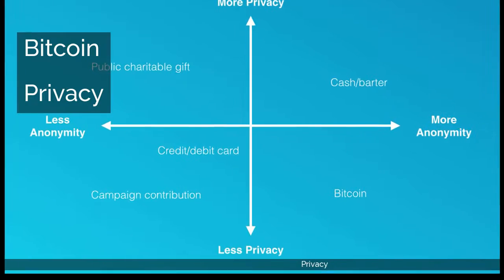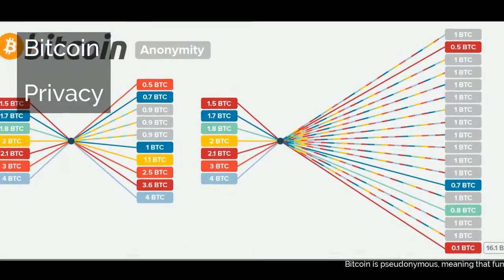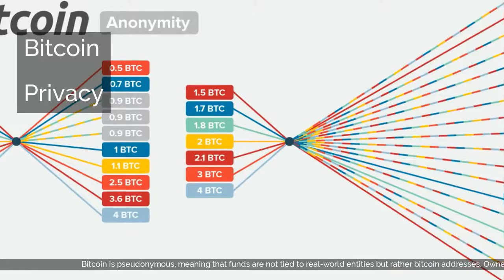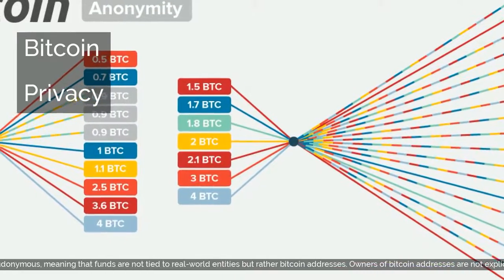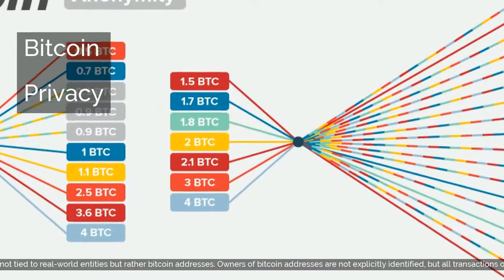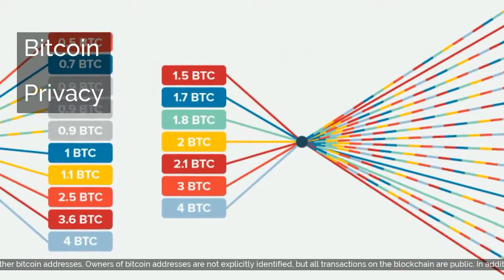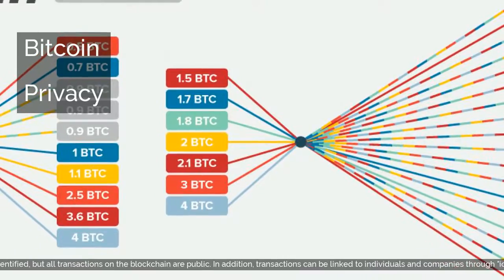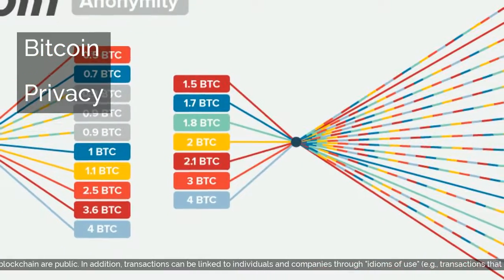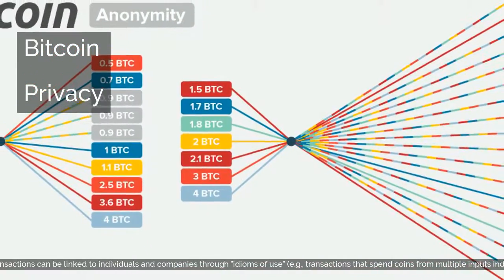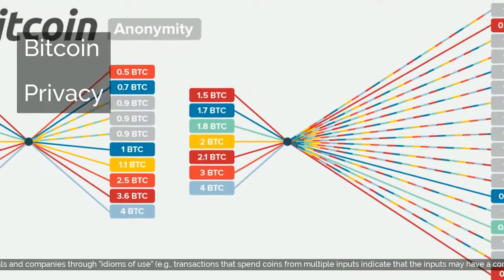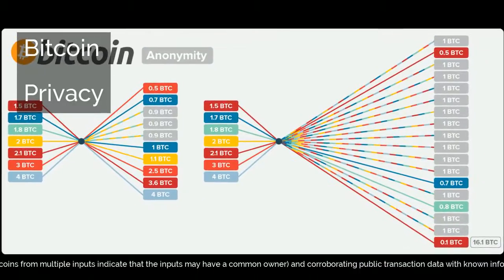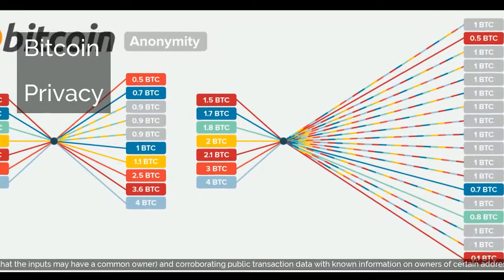Privacy. Bitcoin is pseudonymous, meaning that funds are not tied to real-world entities but rather Bitcoin addresses. Owners of Bitcoin addresses are not explicitly identified, but all transactions on the blockchain are public. In addition, transactions can be linked to individuals and companies through idioms of use. For example, transactions that spend coins from multiple inputs indicate that the inputs may have a common owner, and corroborating public transaction data with known information on owners of certain addresses.